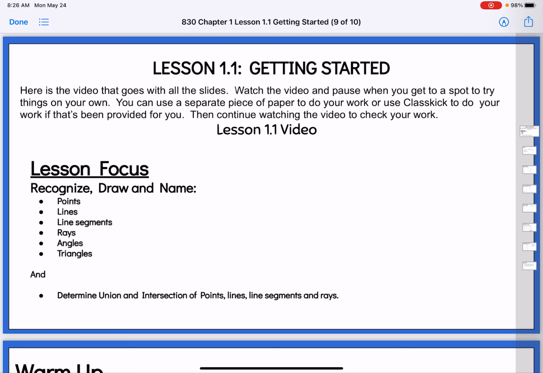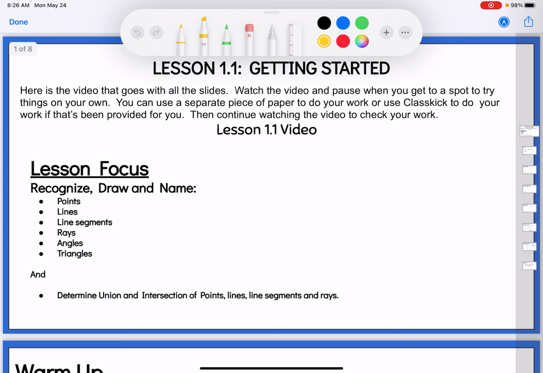So our first lesson here of our actual geometry chapter 1, and we're just going to take it slow. We're going to start the chapter and the year by doing some vocabulary, okay? So we're going to look at some different symbols and things and make sure you know what the names of them are and how to label them and all of that.